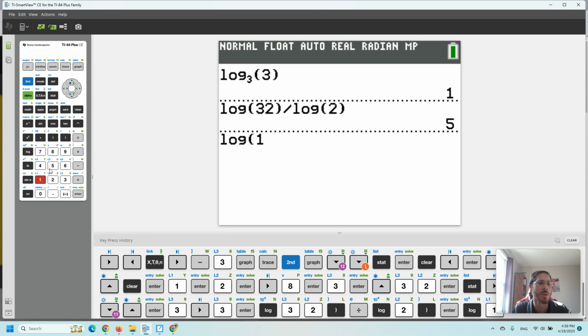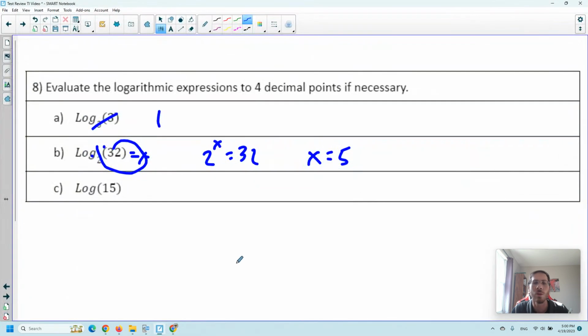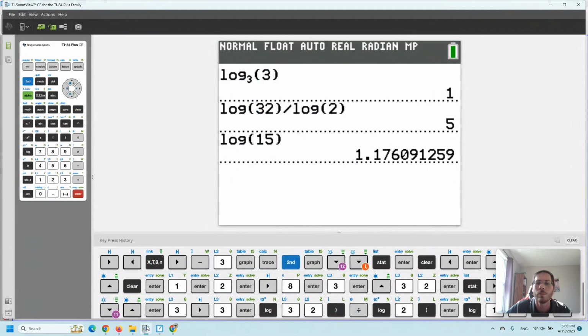The last one, though, is just log of 15. So we're going to type that in. And we can see this one I do need to round to 4 decimal places. 1.1761. I do need to round it. And wait, 1.1761. I think I double checked again. Catching mistakes. 1.1761. All right.